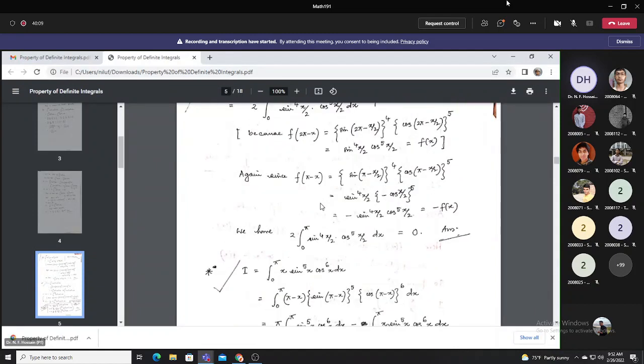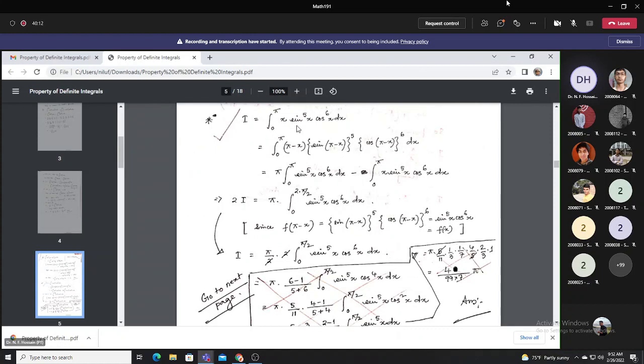Now I am doing this math, integration 0 to pi x sine to the power 5x cos to the power 6x dx. So at first you apply property number 4. You can write pi minus x in place of x. So it should be 0 to pi, then pi minus x into sine of pi minus x whole to the power 5 into cos of pi minus x whole to the power 6. So ultimately it becomes pi minus x into sine of pi minus x is sine x, so sine to the power 5x, and cos of pi minus x is minus cos x, but because of this even power 6, ultimately the minus sign will be plus.